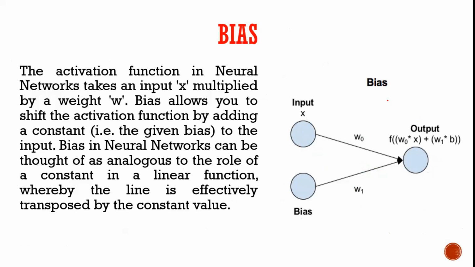So I would like to come to a particular solution here. From the activation function, with both the hidden layers as well as the input values and weighted values, I'm expecting some value, but I didn't get it. I need to add some value to this, and if I add a value, then I come to the particular result. Whatever value you add can be referred to as bias. Bias allows you to shift the activation function by adding a constant to the input. Bias in neural networks can be thought of as analogous to the role of a constant in a linear function, whereby the line is effectively transposed by the constant value.